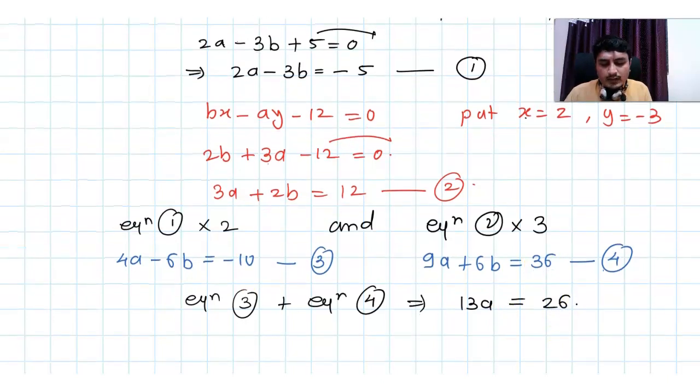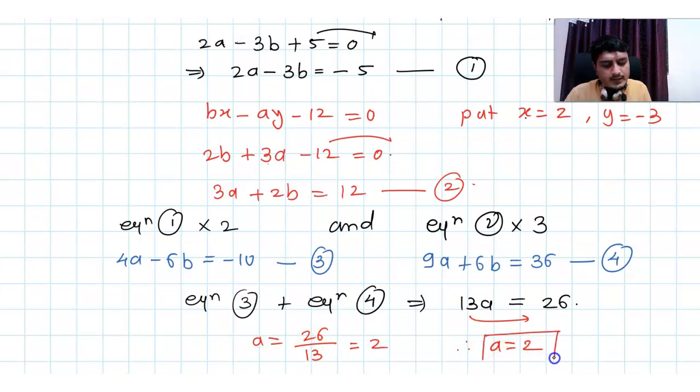Try to shift now the 13 from LHS to RHS. So the value of variable a we have 26 divided by 13 is 2. So therefore I am writing value of a is 2.